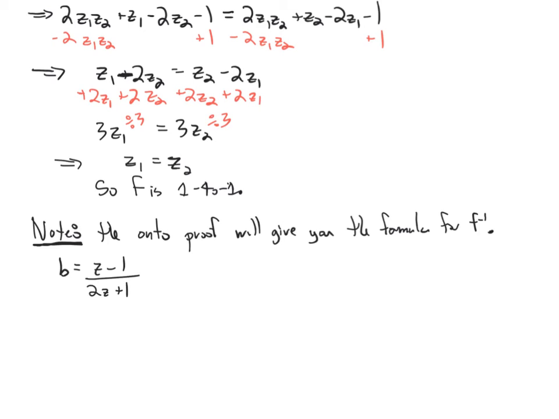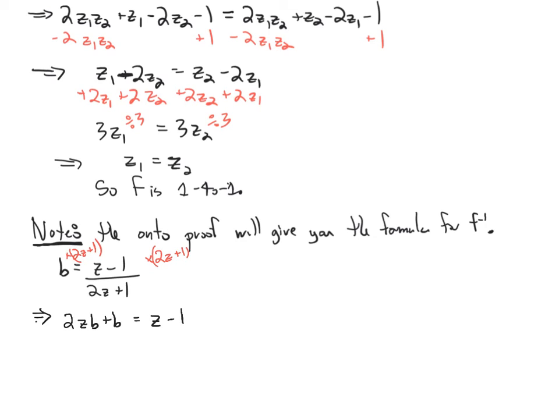Again, we need a little bit of arithmetic here. I'm going to multiply both sides by 2z plus 1. I really should say algebra. It's not arithmetic, although we, of course, are using arithmetic to do our algebra. So we're multiplying by 2z plus 1. And we get that 2zb plus b on the left equals z minus 1.